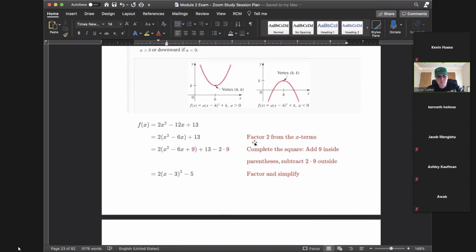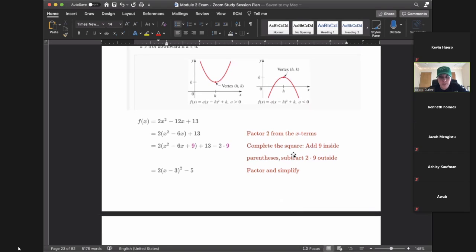So we'll go over completing the square. You can see here they've got f of x equals 2x squared minus 12x plus 13. The first thing they do is factor 2 from the x terms, because we're trying to complete the square for these x terms on the inside. So we factor out the 2. We're going to complete the square by adding 9 inside. And I'll go over a trick in just a second to help with completing the square. But anything that you add here, you're going to have to also subtract to keep the equation equivalent.